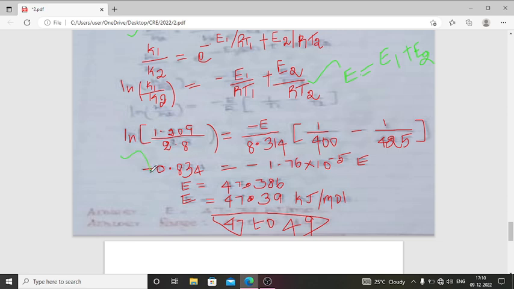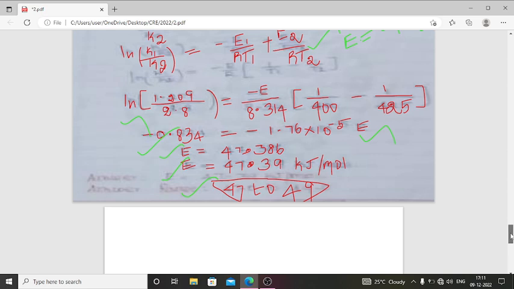LHS side is minus 0.834, equal to minus 1.76 into 10 to the power of minus 5 E. So from this, capital E is equal to 47,386. This is joule per mole. We want kilojoule per mole, so the E value is 47.39 kilojoule per mole. The answer range is given as 47 to 49. Our answer, 47.39, is within this range.